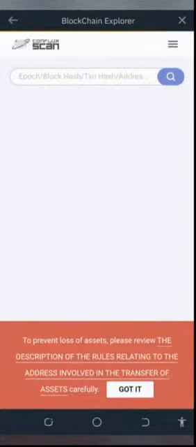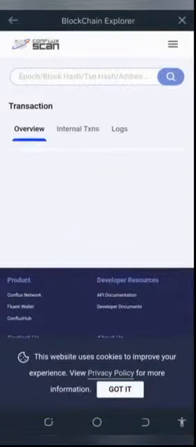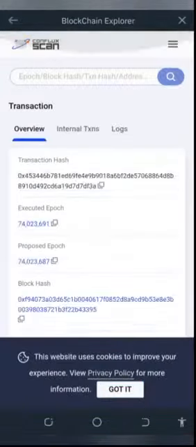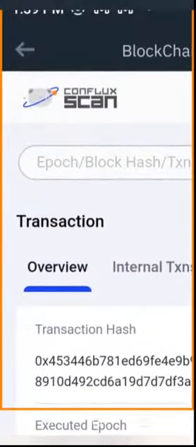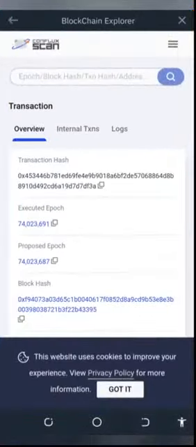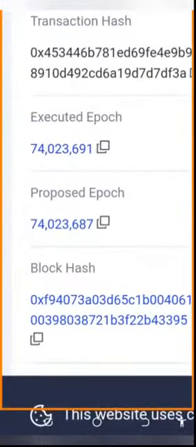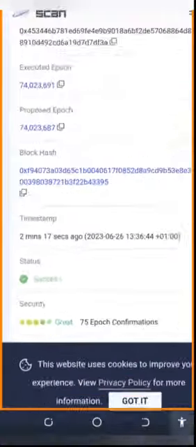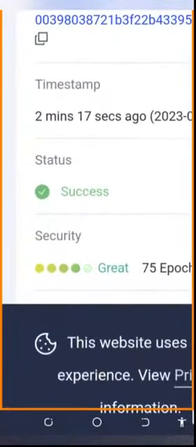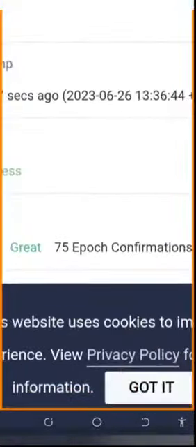Okay, to prevent the loss of assets, please. Oh, what's all this? Okay, got it. Let's see what is going on here. Is there anything we need to check? Which is this? Conflux Scan. All right. It's still doing its thing. Okay, still working. It says success. It says success, actually. Status is success.